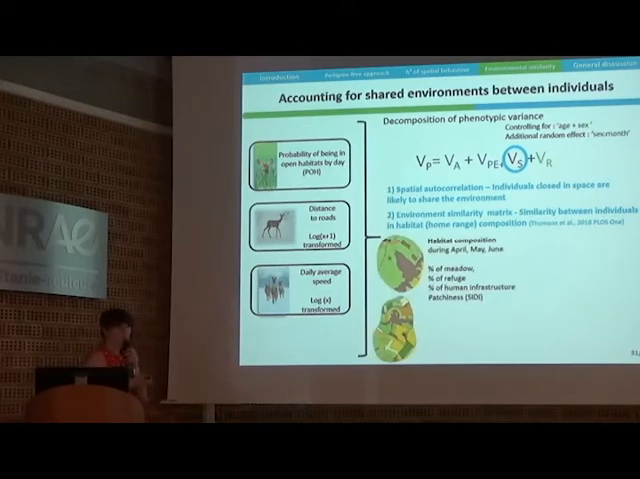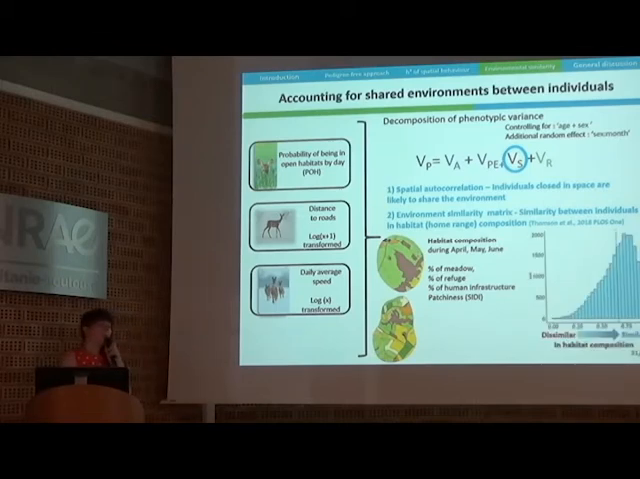So for that, we calculated the home range of each individual, and inside the home range, we estimated the percentage of meadow, refuge, human infrastructure, and patchiness. So after, we can calculate an environmental similarity coefficient for pairs of individuals. So here you can see the distribution of environmental similarity going from 0 to 1. 0 being individuals have a really dissimilar kind of habitat composition, and 1 being individuals have strictly the same kind of habitat composition.